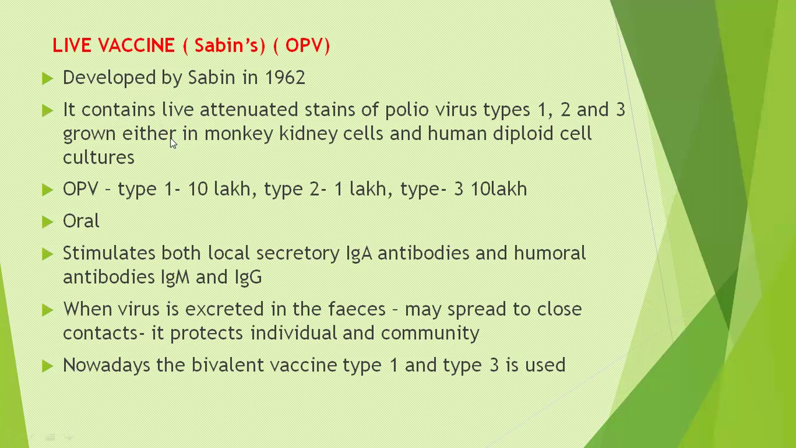These 3 viruses are grown on either monkey kidney cells or human diploid cells. Generally OPV consists of type 1, 10 lakh, type 2, 1 lakh, and type 3, 10 lakh virus particles. Nowadays we are using only the bivalent vaccine, which consists of only 2 serotypes, type 1 and type 3. In the bivalent vaccine, type 2 is not included. The route of administration is oral. It is given as 2 drops.